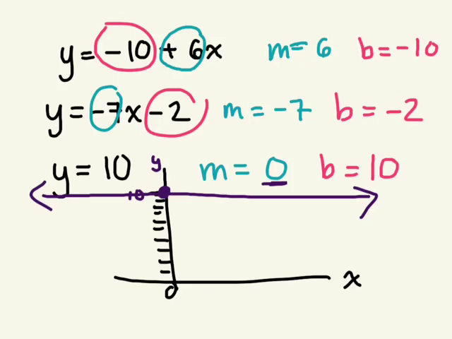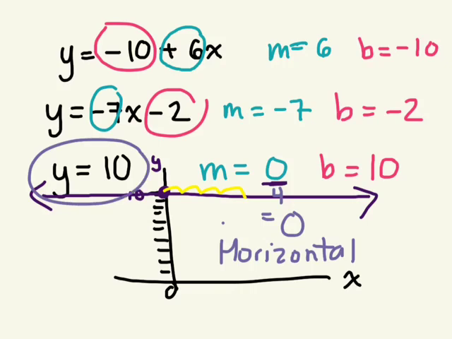There's no rise, but it could have a run. Yes, but let's say the run was 1, 2, 3, 4. The rise is still 0. What's 0 divided by 4? It's going to be 0. So it doesn't matter what the run is, there's no rise. The rise is 0, so it's going to be a horizontal line. Any equation that just says y is equal to something is automatically going to be a horizontal line.